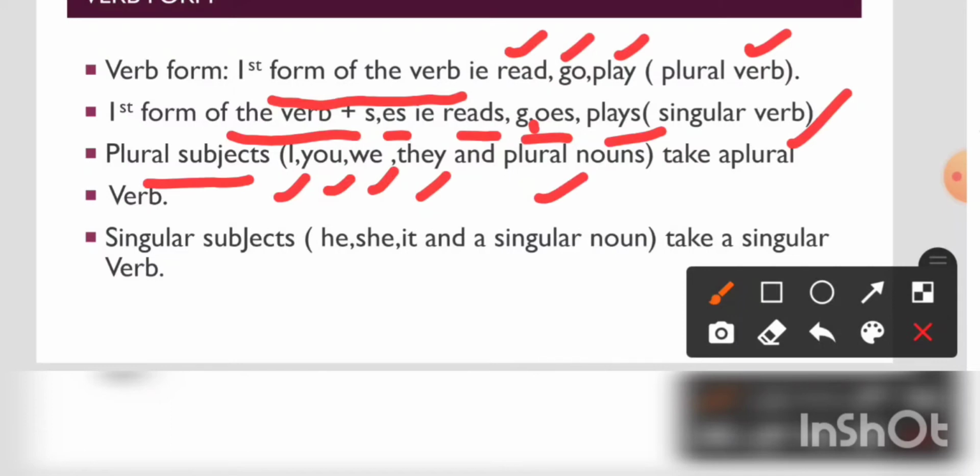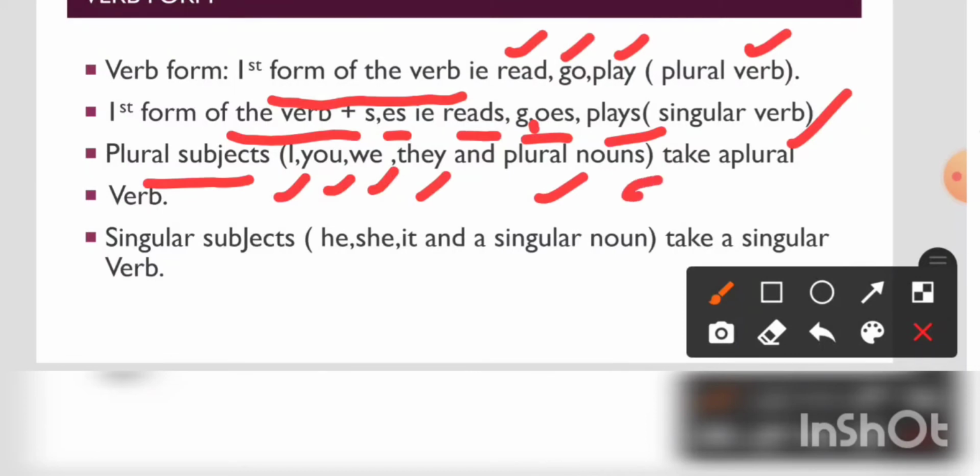You may question, "I" is a singular subject. Yes, you are right, "I" is a singular subject. But English is full of exceptions. So "I" takes the plural verb in present simple tense. "You" may be singular or plural both, but you always take a plural verb. So don't be confused. I go, you go, we go, they go.